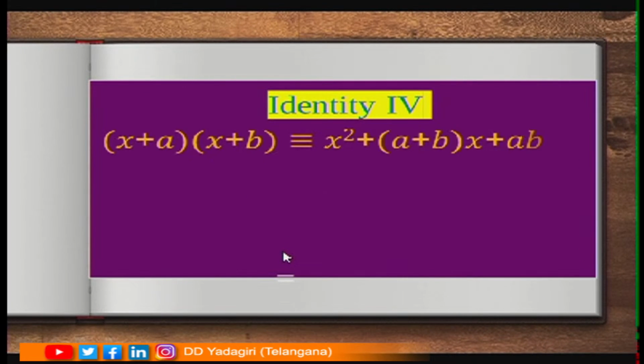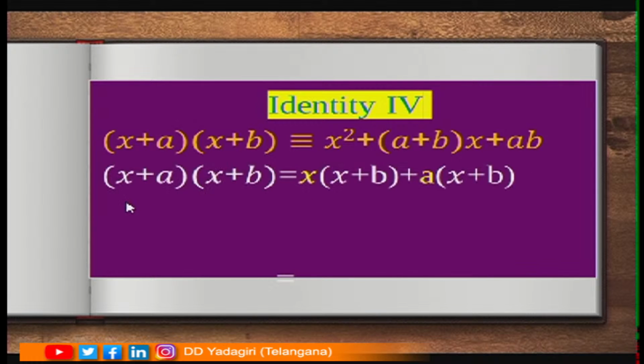It is x plus a into x plus b, nothing but x square plus a plus b of x plus ab. To prove the result, we start with the left hand side, x plus a into x plus b. You can write this as x into x plus b plus a into x plus b. So, when you multiply x and x, you are going to get x square, x into b is bx, a into x is ax and a into b is ab. So, you got bx, ax and ab.